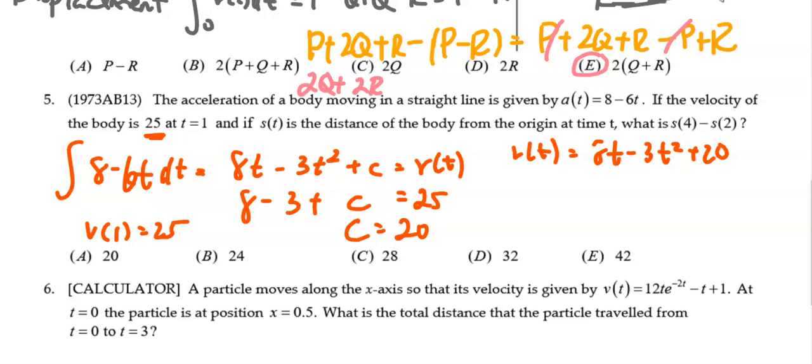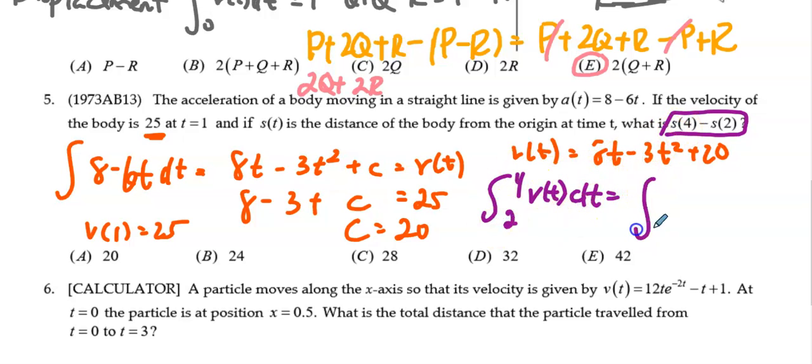Okay, so let's continue on with this problem. Now, what we're looking for is s of 4 minus s of 2. Well, we already know, ladies and gentlemen, because of what I said at the beginning of this lesson, that s of 4 minus s of 2 will be equal to the integration of our velocity from 2 to 4. We know it's going to be equal to that because that's going to give us our position function back.